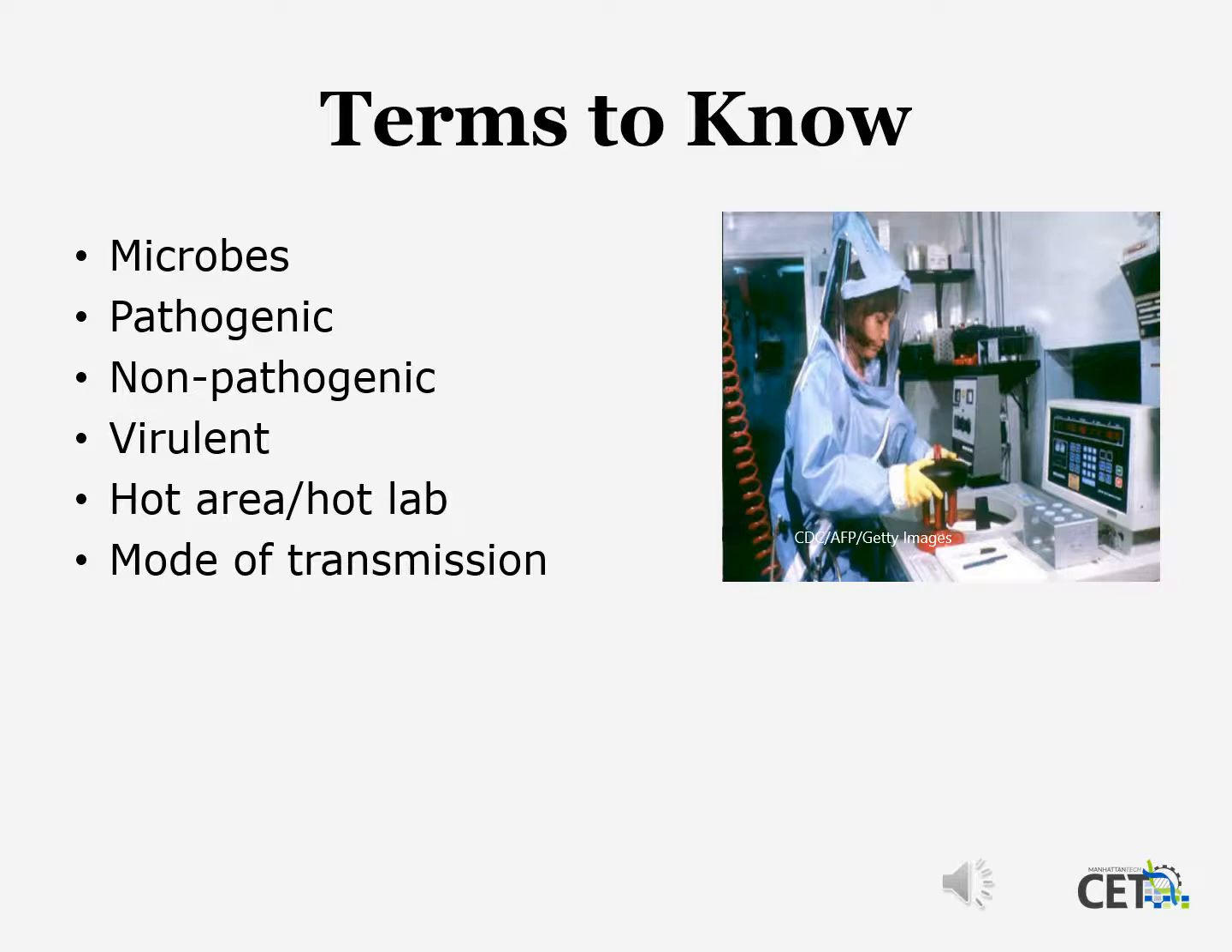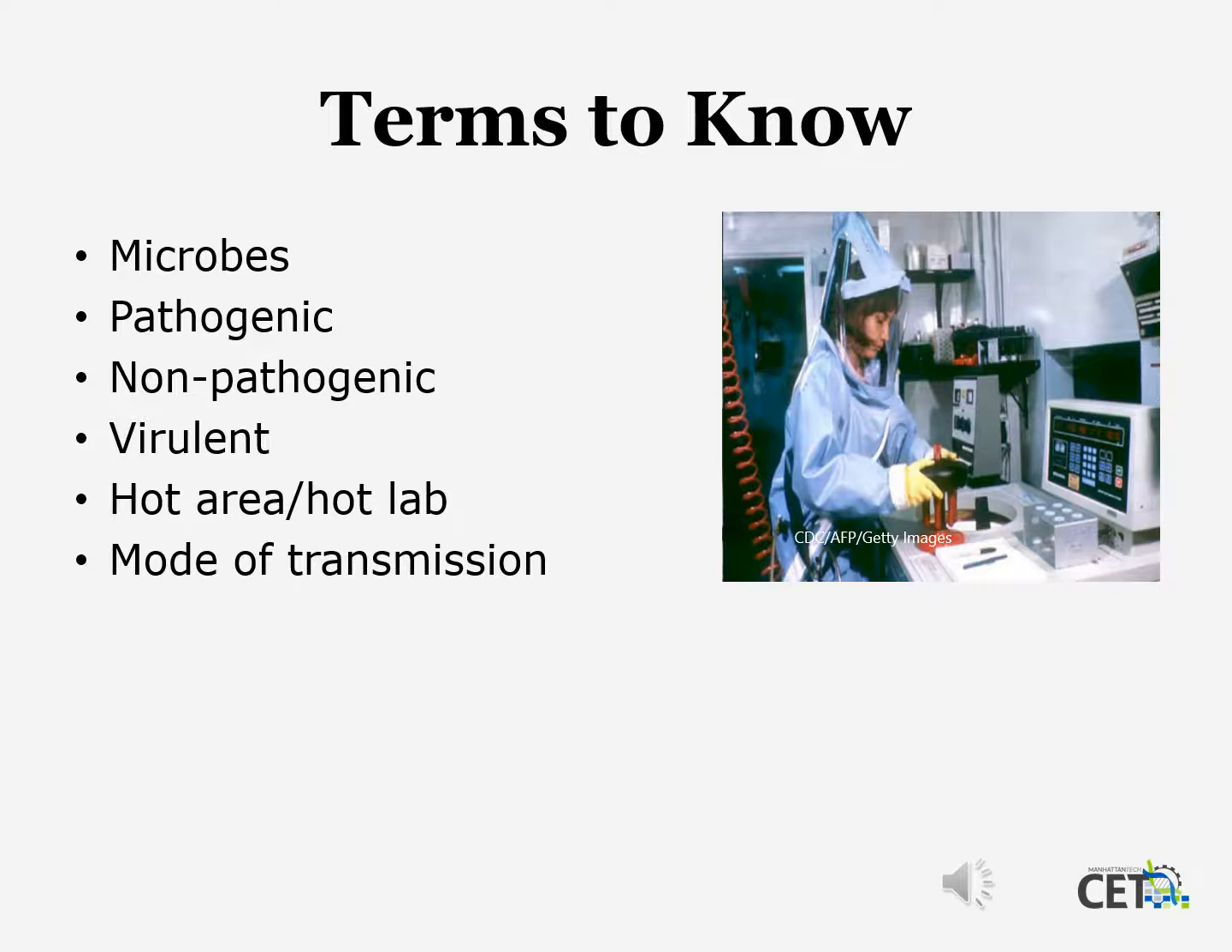Virulent means how easily an organism can cause a disease, and that disease is going to be a bad disease. It's going to cause damage. So when we talk about very virulent organisms, we might be talking about Ebola or TB. These are pretty easy to get, and they cause damage to the host.